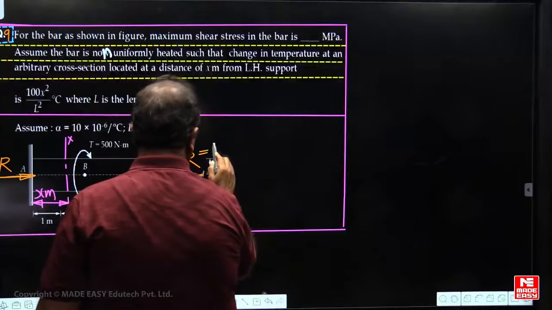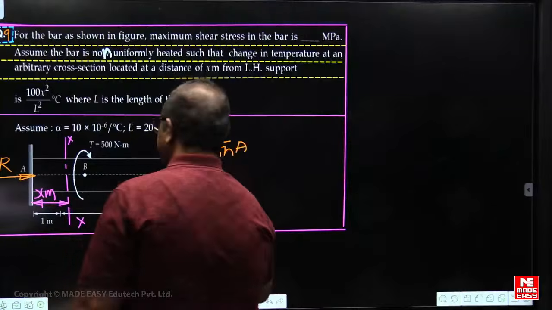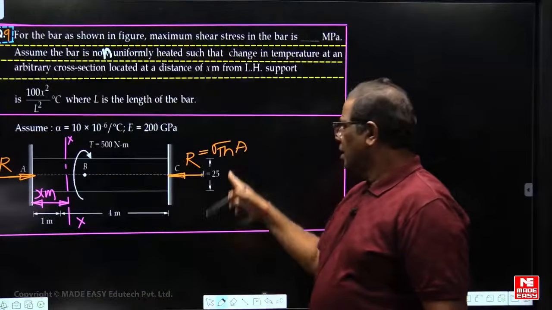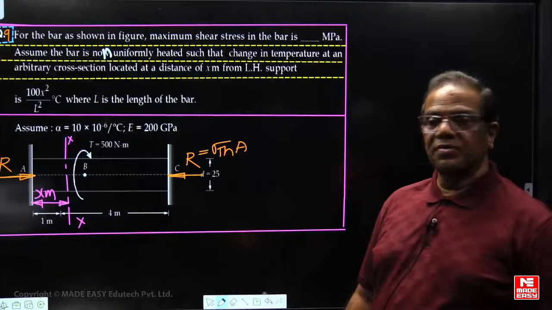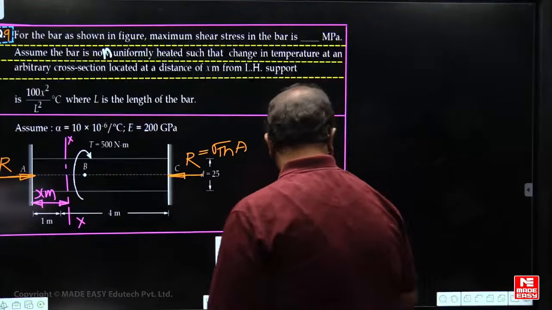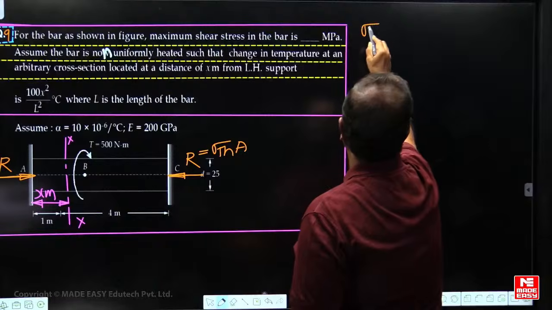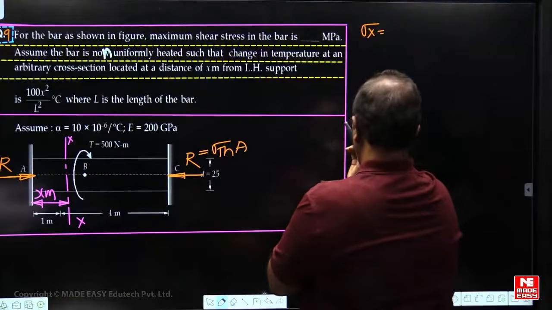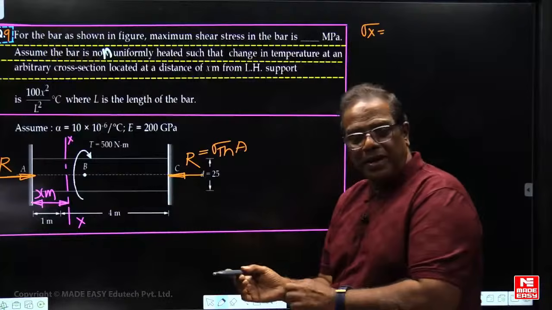So what is this now? Thermal stress into area. Now to find out the thermal stress here. What is thermal stress now? It is for a non-uniformly heated bar.